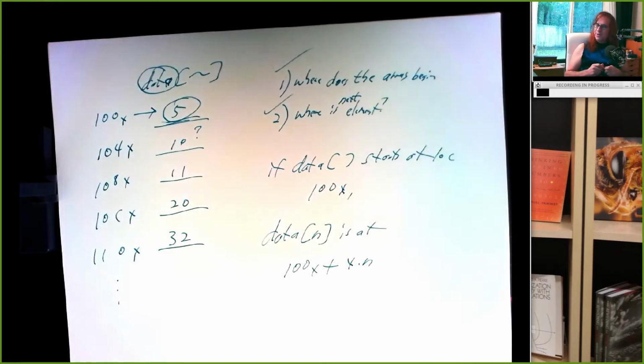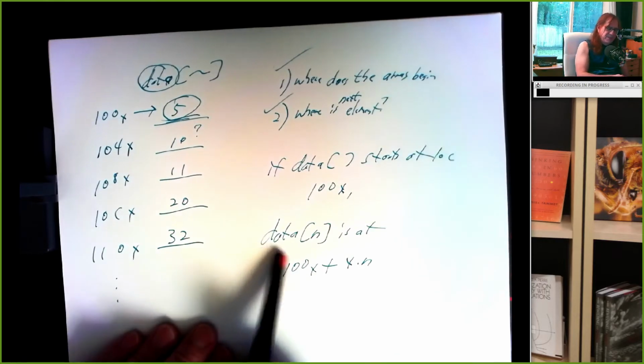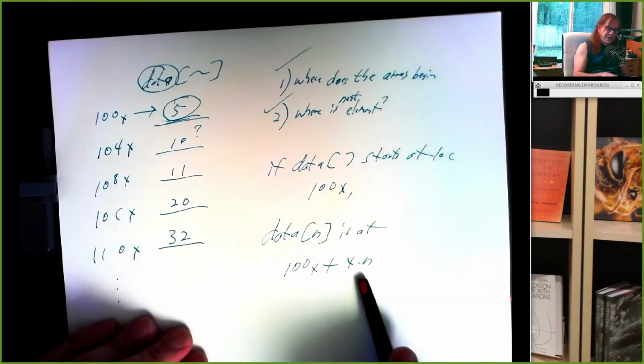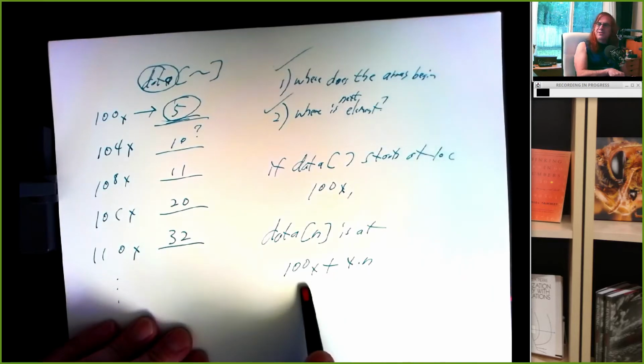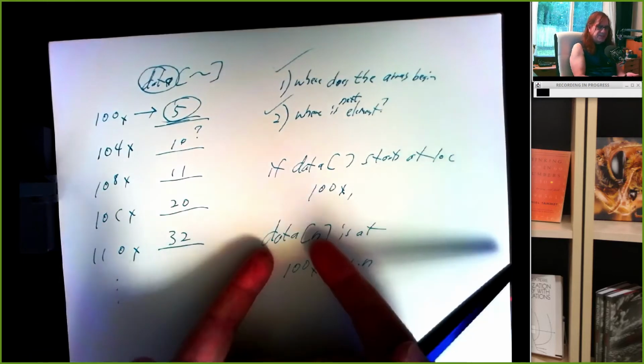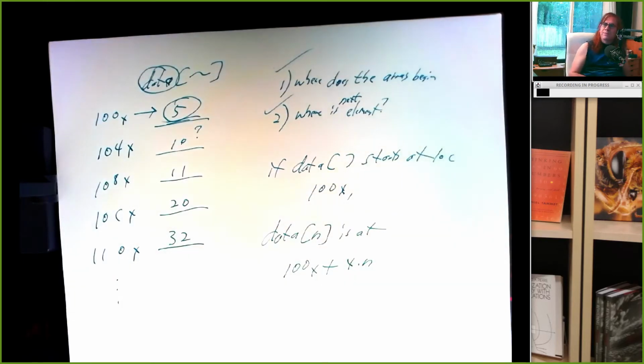And in your compiled code, if you look at the assembly language or machine code from your C program, if you have something like a reference to data bracket n, you'll find code that basically takes n, multiplies by 4, adds that to some address, which is where your array begins, and uses that as the address for data bracket n. All right, so that's an array.